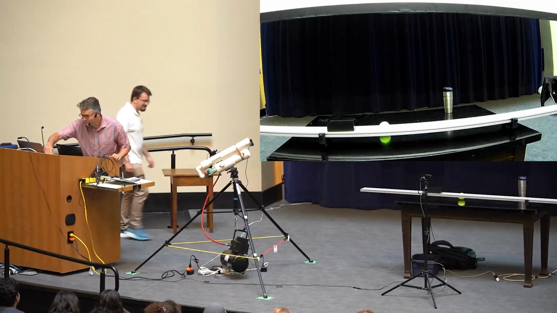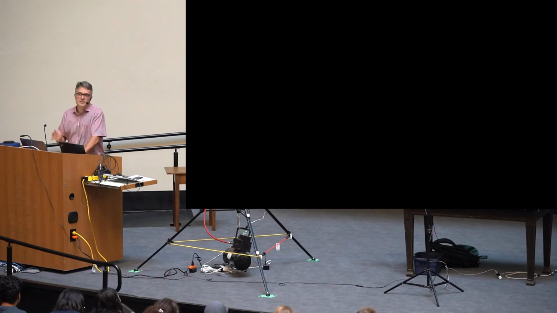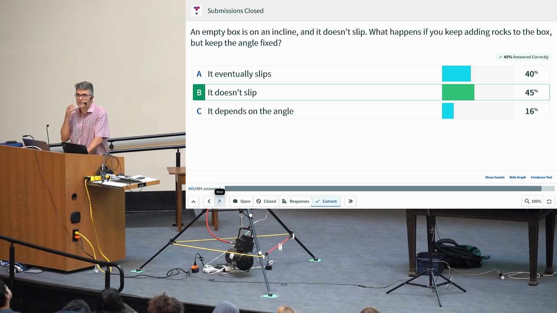The idea is that theta max does not depend on mass. It's what we just solved out. It's supposed to be tan to the minus 1 of mu sub s. Friction is a tricky thing.